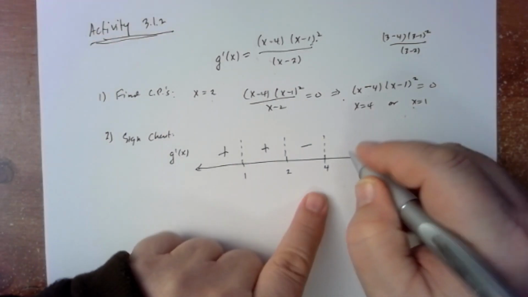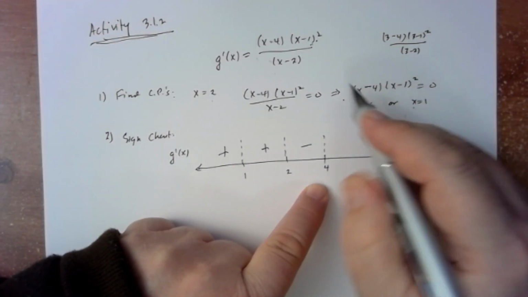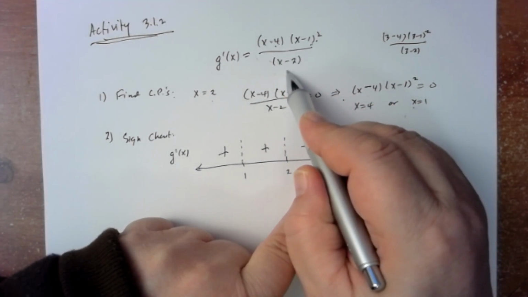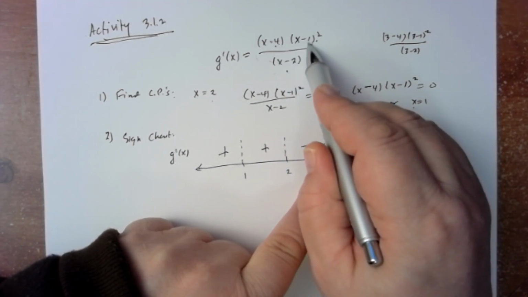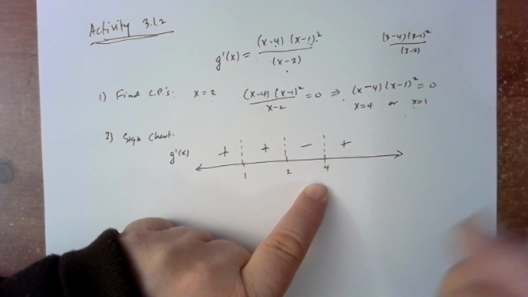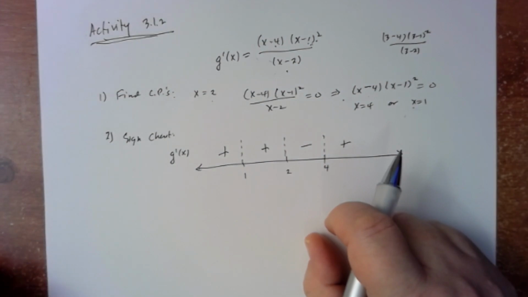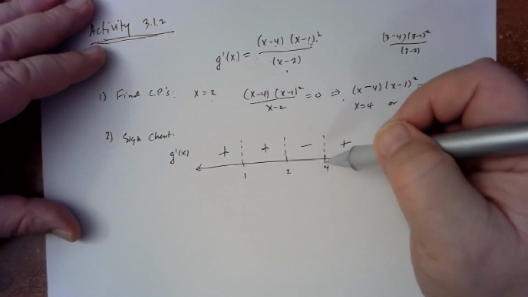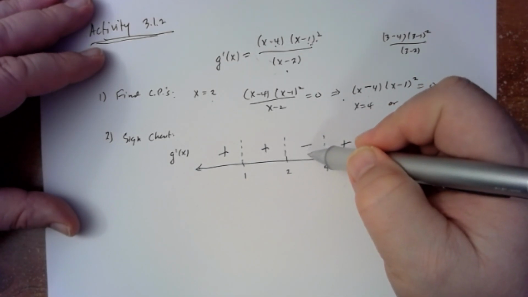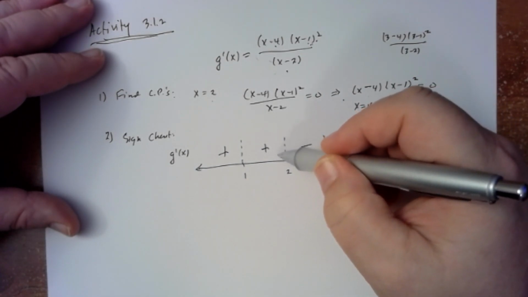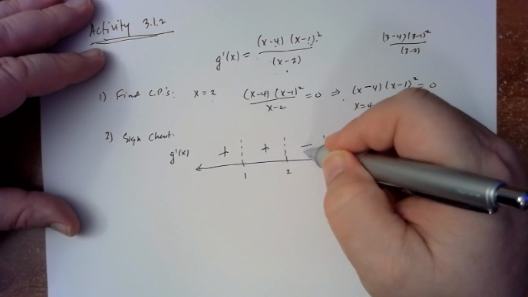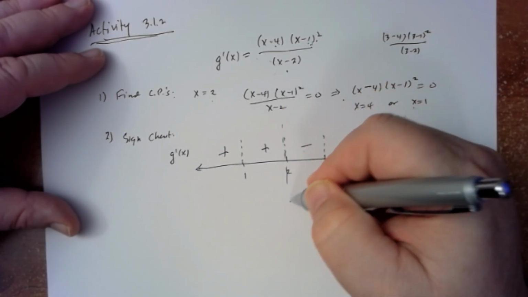And then how about a number that's bigger than 4, like 5? 5 minus 4, positive. 5 minus 2, positive. 5 minus 1, positive. Everything's positive. Good. Now, we want to take a look at our analysis here. We're going from positive to negative, and so what's happening here is our function is increasing and then it's decreasing across the line 2.